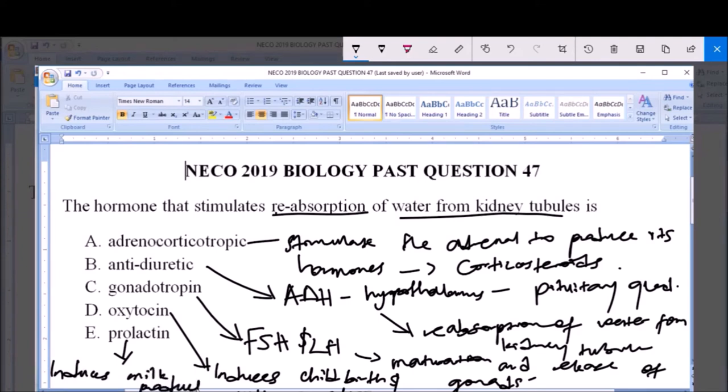So from all I have described, you agree with me that option B, antidiuretic hormone, ADH, is the answer to this question, because it is the one concerned with the reabsorption of water from the kidney tubules.